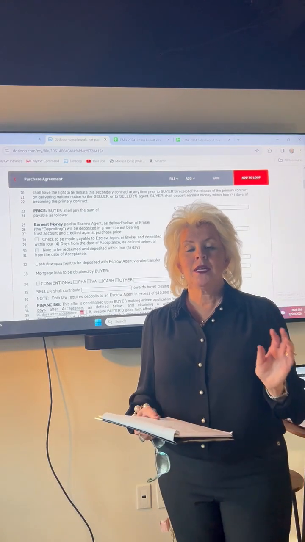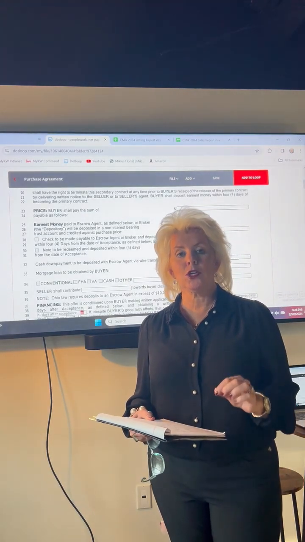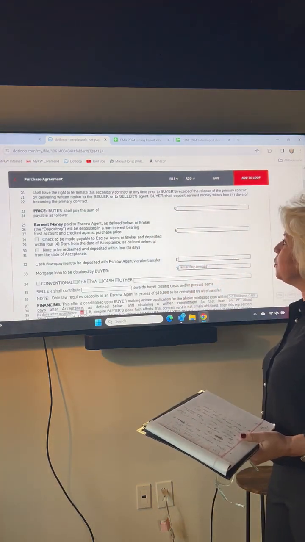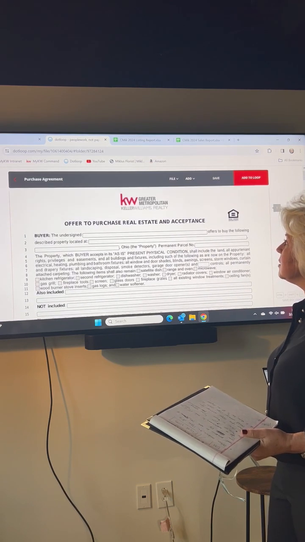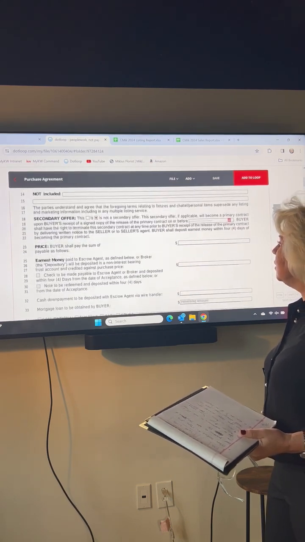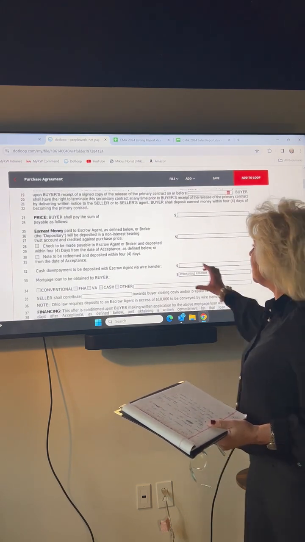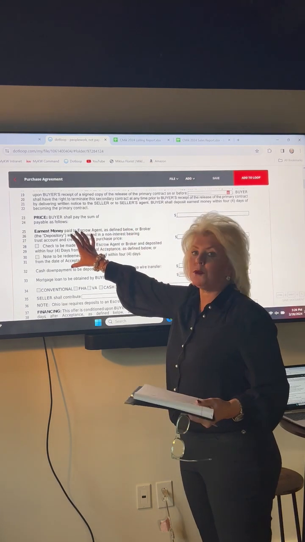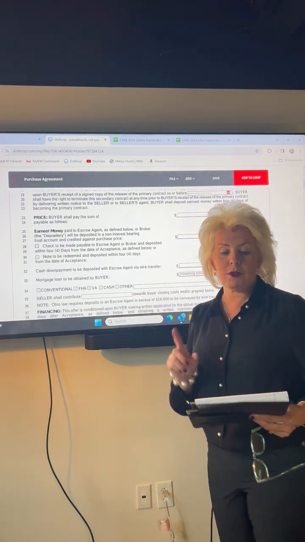Afternoon, everyone. Today we are going to be discussing earnest money and promissory note. So on your purchase agreement on page 1, you will see, again, this is on page 1 of the offer to purchase. We're going to discuss this part right here, earnest money and promissory note, lines 25 through 31 of the purchase agreement on page 1.